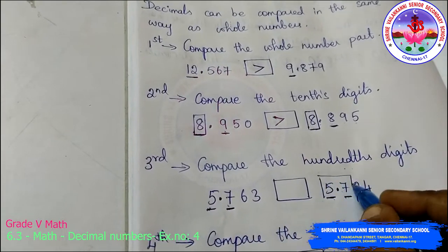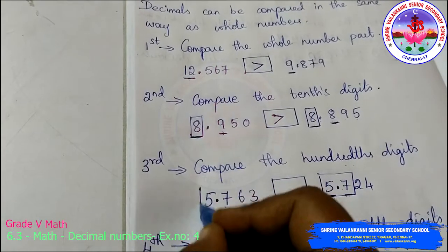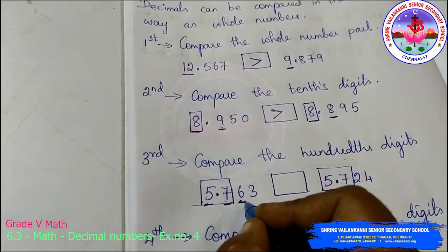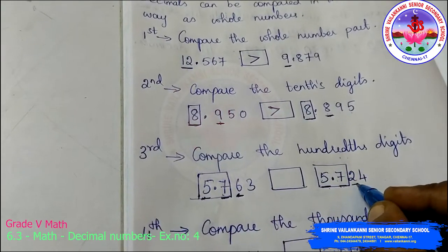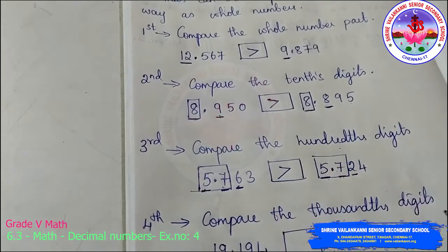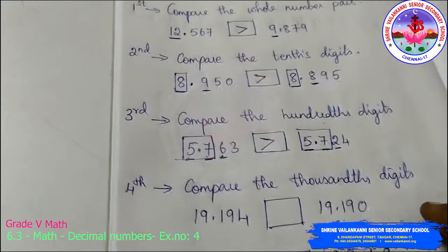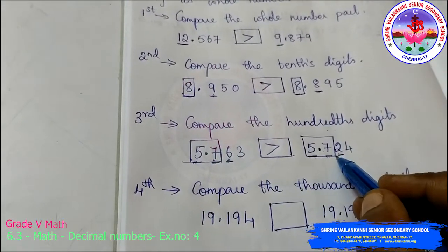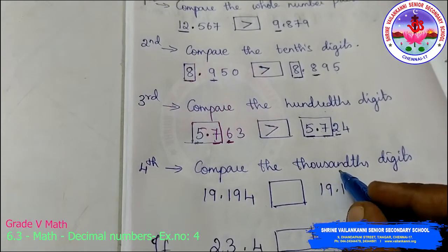So the whole number and the tenths place are similar. Then you have to compare the hundredths place value. 6, 2. So 6 is greater. Likewise, when even the hundredths place value is similar, at that time you have to compare the thousandths place value.